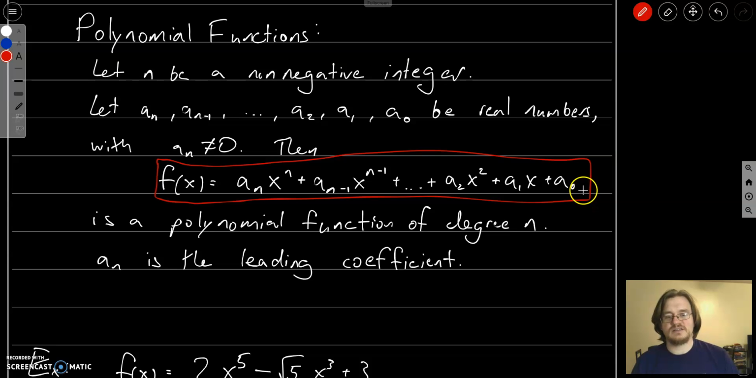a0 times x to the 0 power. Anything to the 0 power is just 1. And we just leave that off. Polynomial functions will look like this. It's just a sum of a bunch of terms, and all the terms have x to some power.